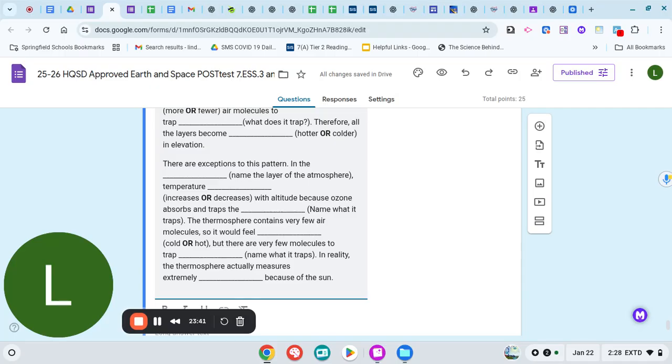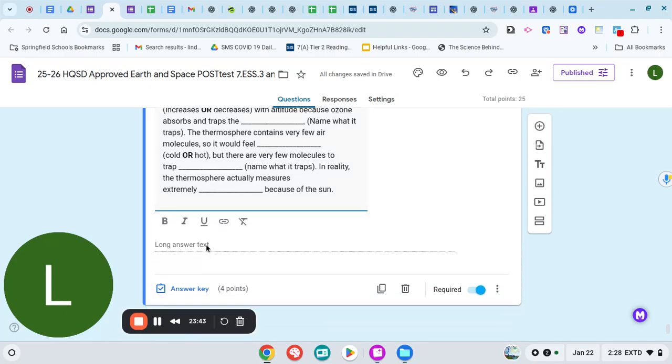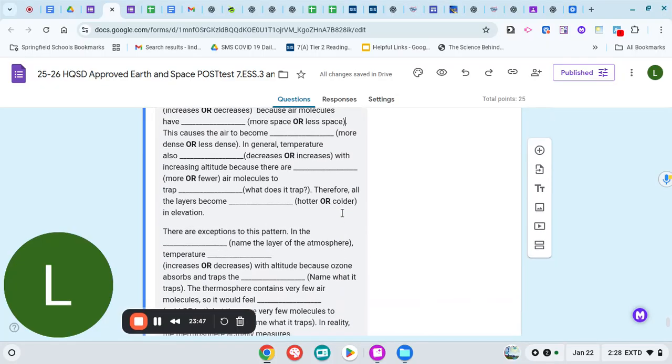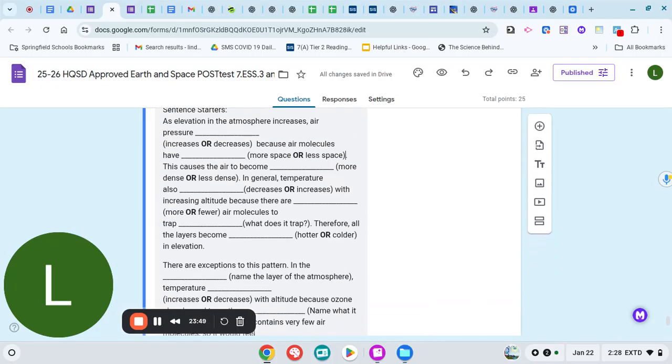So you're just copying and pasting this into my long answer text, deleting the lines, and putting in one or the other, not both. And then where it says, what does it trap, or name the layer, then you're actually including that information, okay? If you need to repeat any part of this video, go ahead, rewind, and find the spot that you need, go back, and then scroll down and do whatever you need to do in order to hear me reread a question. Good luck, and I hope you do well.